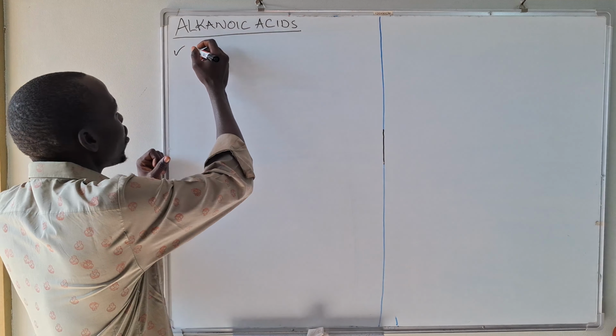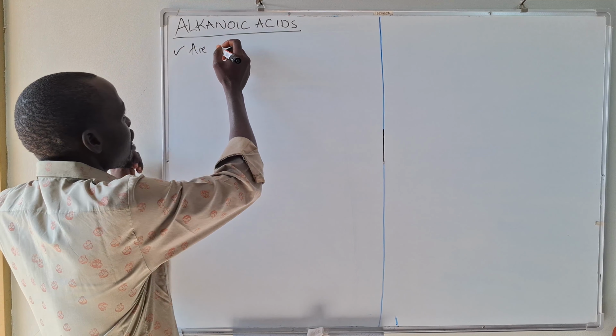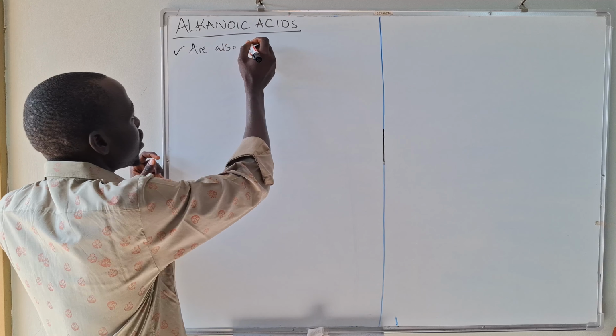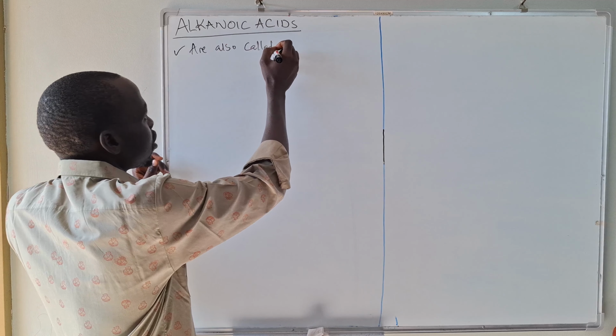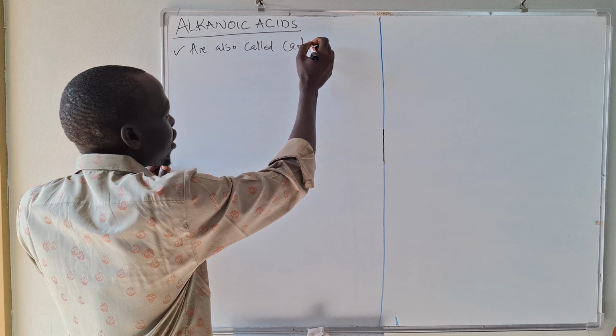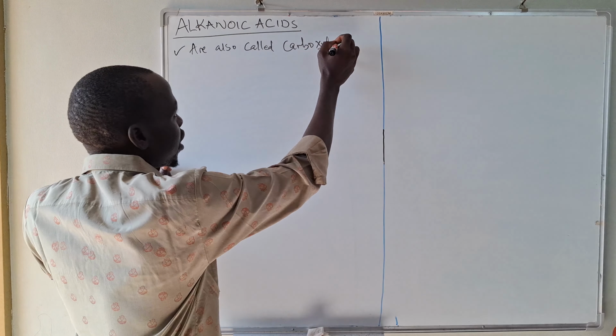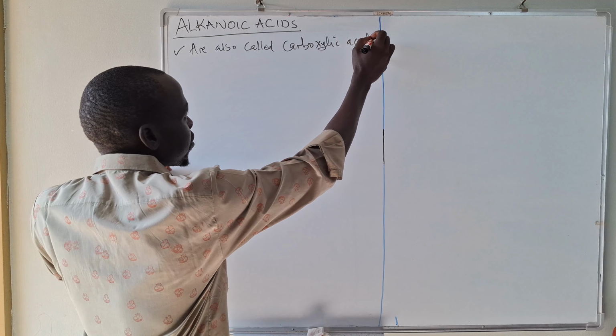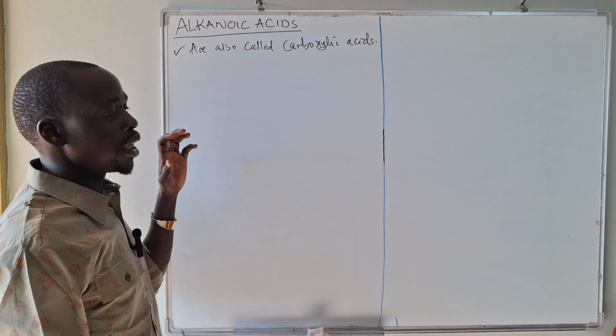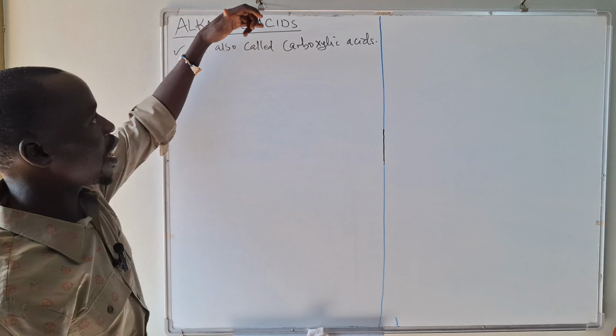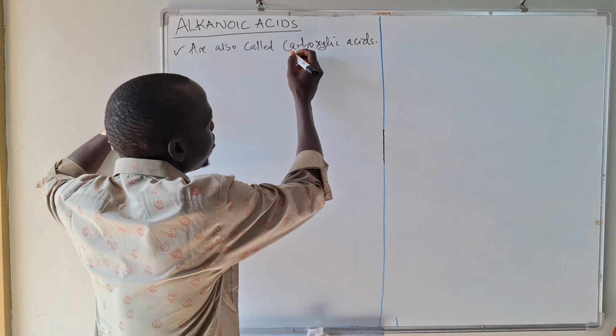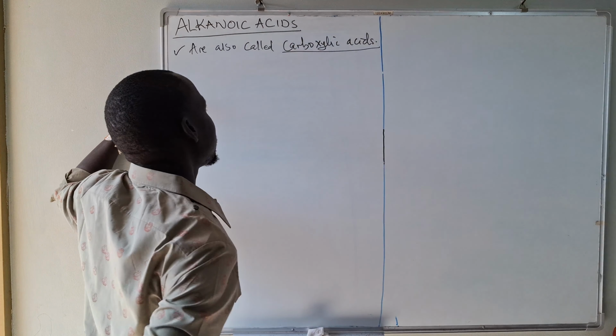They are also called carboxylic acids. So they are called carboxylic acids. If you don't want to call them alkanoic acids, you can use this name, carboxylic acid.